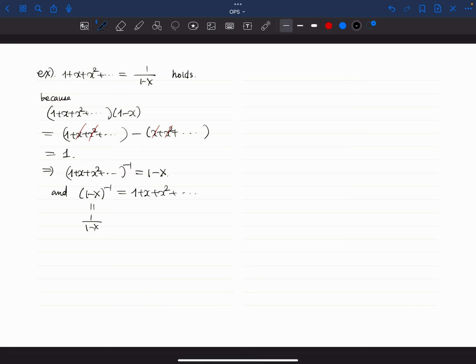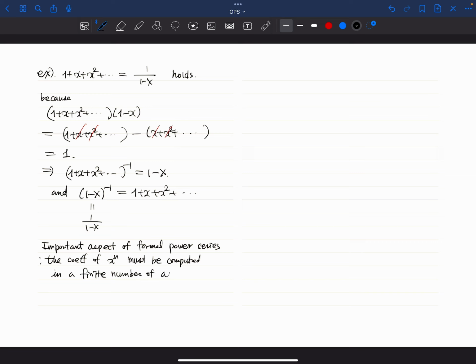And one important aspect of formal power series you need to remember, something you always have to remember, is that the coefficient of x to the n must be computed in a finite number of additions and multiplications. So what do I mean by that?